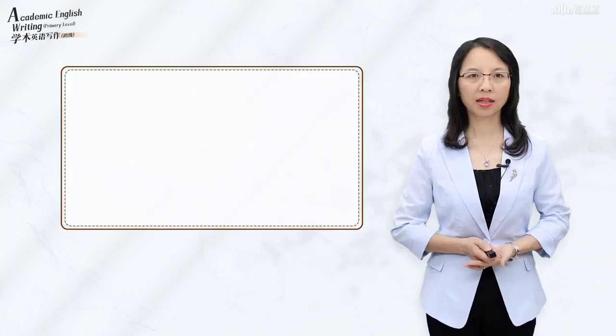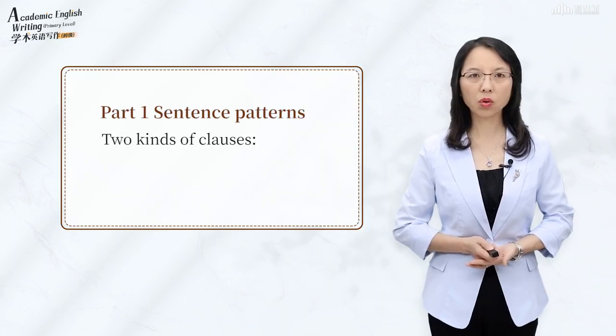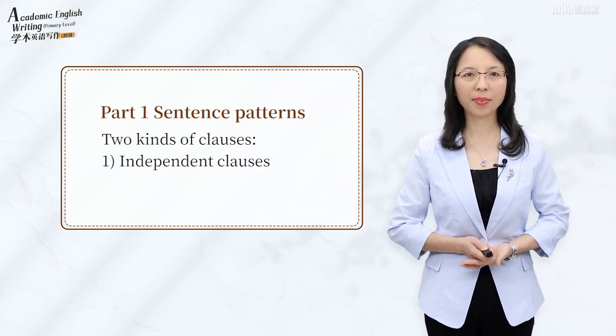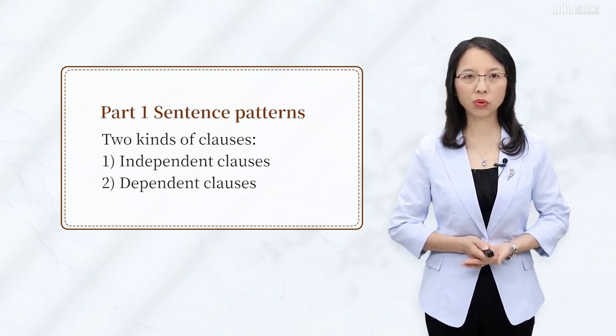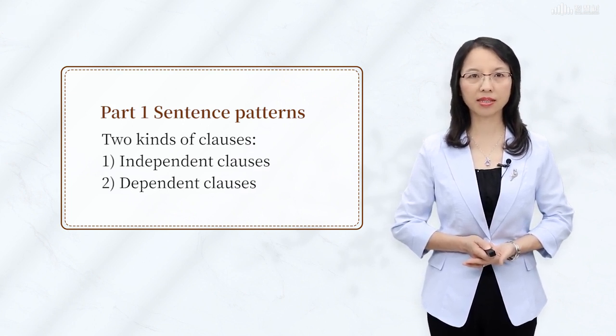So, what are clauses? Clauses are the building blocks of sentences. A clause is a group of words that contain at least a subject and a verb. There are two kinds of clauses. 1. Independent clauses. 2. Dependent clauses. Look at the following examples. Do you know which one is independent and which one is dependent?